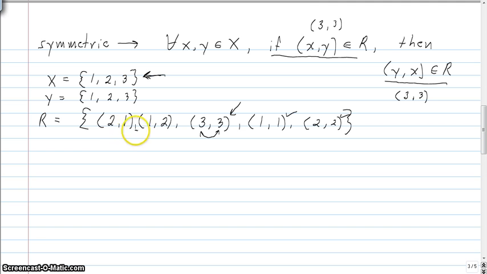But what about these two over here? If we have 2, 1 in the relation, which we do, then what we have to check for is, do we also have 1, 2, if I reverse those elements, right? So if I flip these guys around, do I also have 1, 2 in the relation? And I do, because both of these are there.